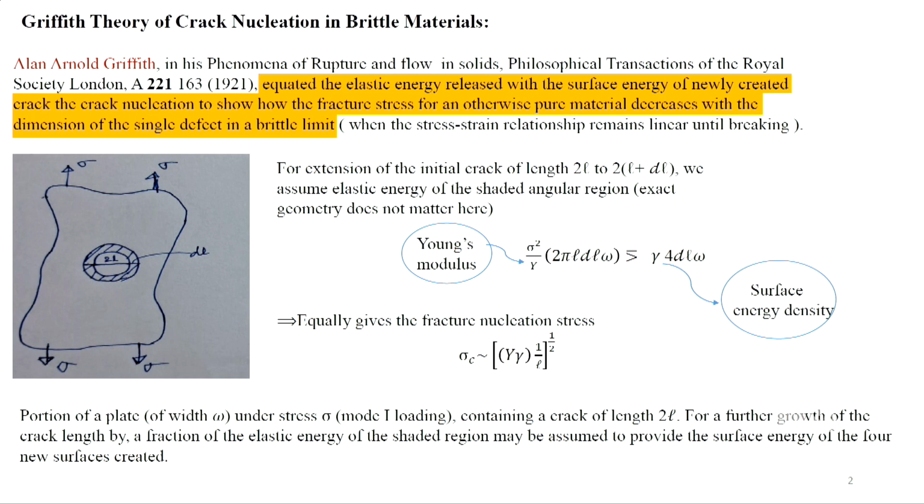Let me tell you why. This energy must be sufficient, at least more than what is needed for the new surfaces produced here, 2 surfaces here and 2 surfaces here. So that would be dl times the width of the slab times 4 surfaces, and if the surface energy density is this much, then the released elastic energy must be sufficient to provide the surface energy required for nucleating the crack.